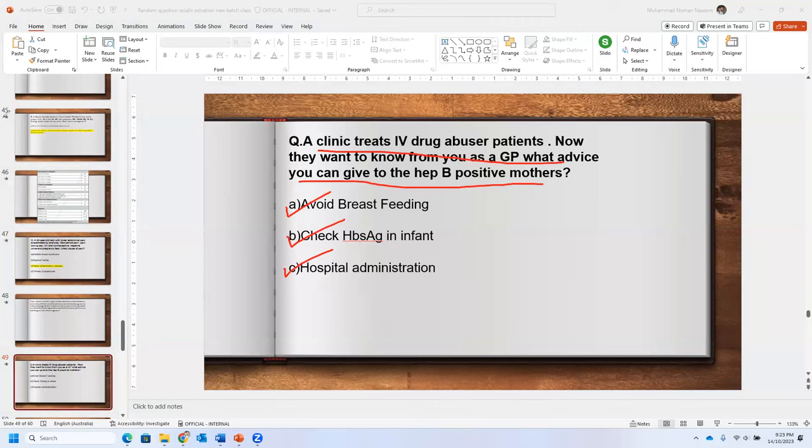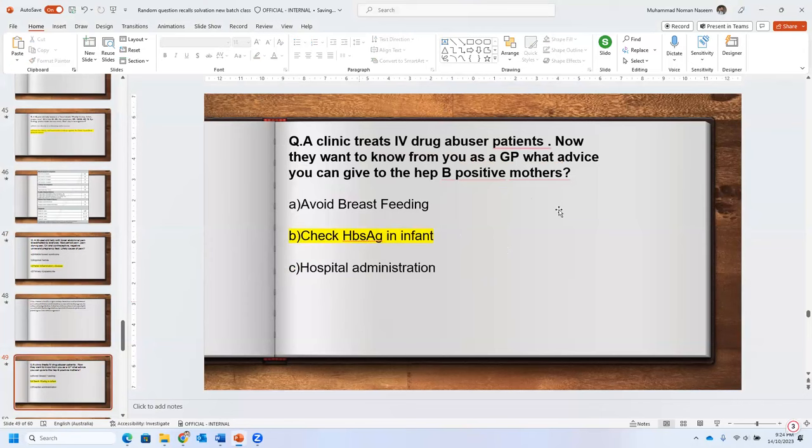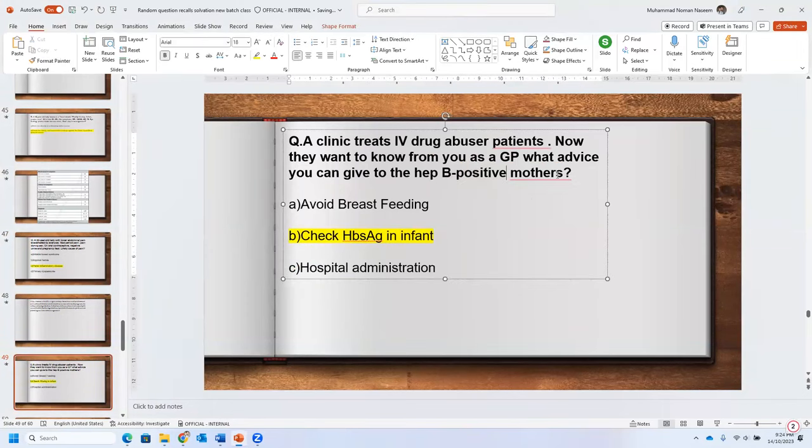When do we check the hepatitis surface antigen in an infant born to hepatitis B positive mothers? Can anyone tell me? Your answer is absolutely right. 9 to 12 months. Very good. And when do we check for hepatitis C?